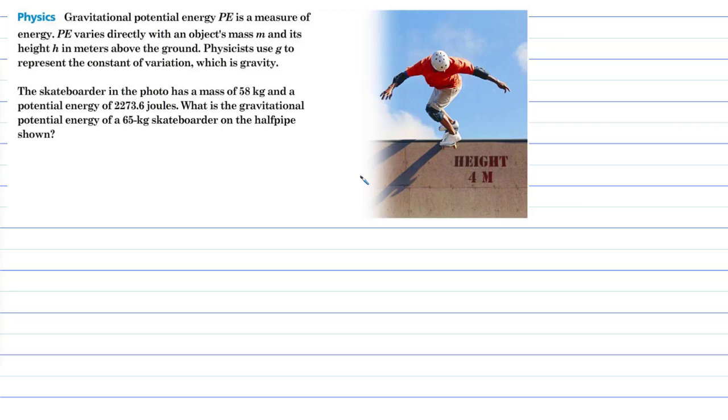The gravitational potential energy is a measure of energy. PE varies directly with the object's mass and its height in meters above the ground. Physicists use G to represent the constant of variation, which is gravity. Gravity is 9.8. The skateboard in the photo has a mass of 58 kilograms and a potential energy of 2273.6 joules. What is the gravitational potential energy of a skateboarder with 65 kilograms of a skateboard on a half pipe shown?